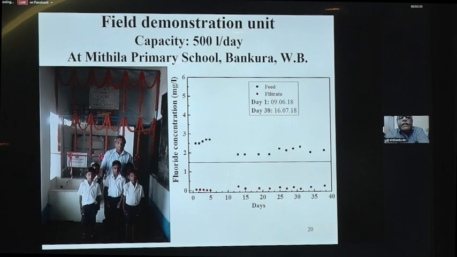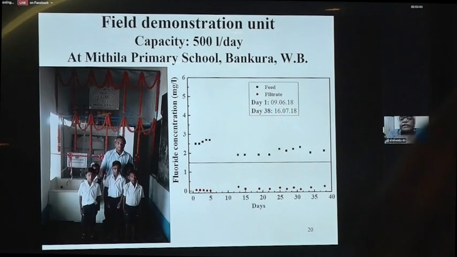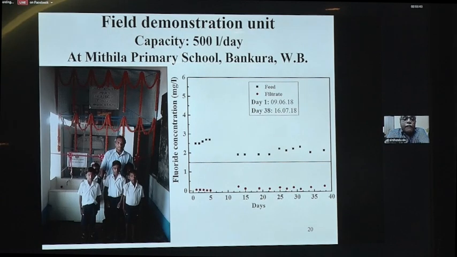So a 500 liter per day capacity filter has been installed in Mithila Primary School, Bankura. And again, we had data here for the last few days when the school was open. Actually, this data is from 2018, but after that the school was closed down because of the pandemic situation, and only last month the school has been opened. Again, we went there, recharged the material, and started the filter to be operated.